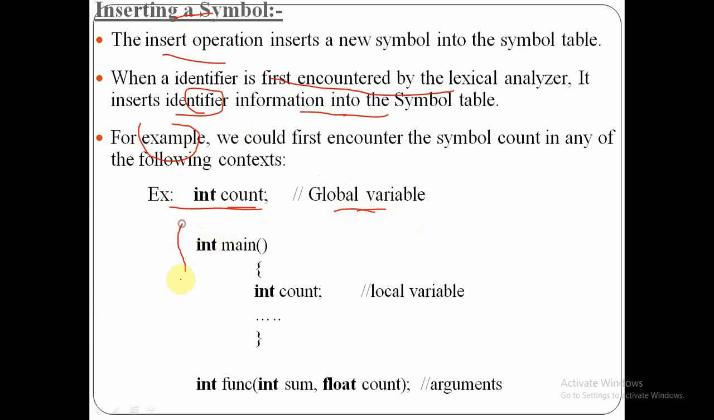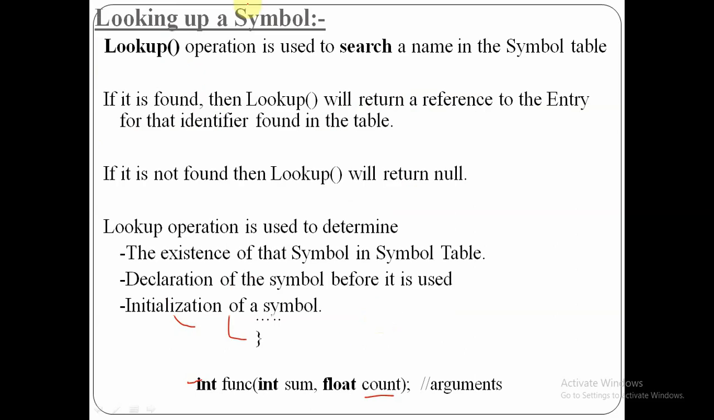Second example. Here the count variable is defined inside of the main function, so it is treated as a local variable and will be used only inside of the function main. In the last example, here count is a parameter, an argument. So like this, when inserting a symbol into the symbol table, it stores some information regarding the scope of the variable.